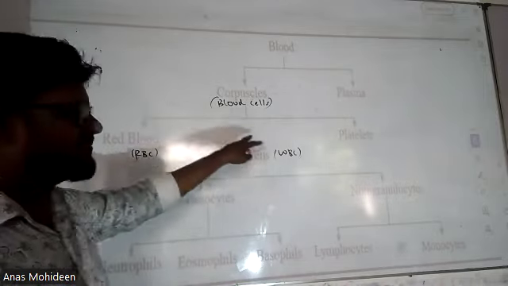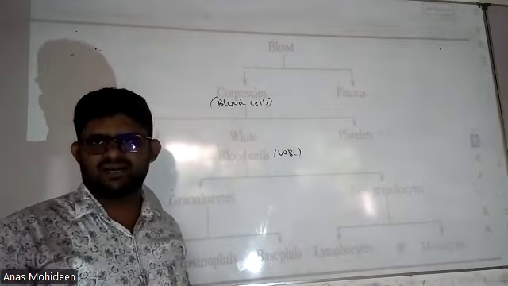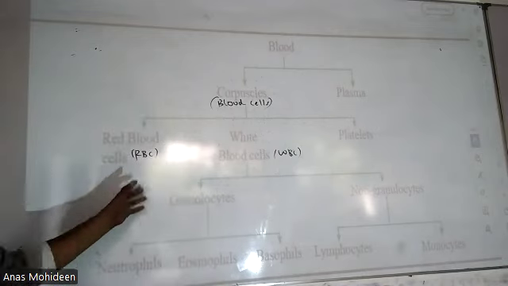Actually, RBC and WBC are the cells. Platelets are remnants, the remainings of cells. So the cells are red blood cells and white blood cells.